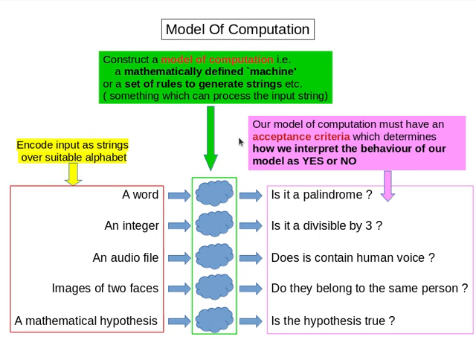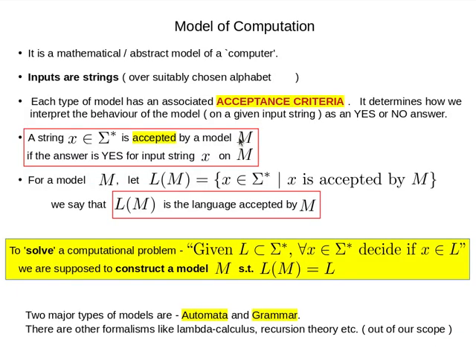So far all the discussions are kind of high level. Again, this model of computation is just a mathematical or abstract model of some kind of computer. It takes inputs which are strings over a suitably chosen alphabet, and each model has some associated acceptance criteria. So the model will somehow react to the input, and this acceptance criteria determines whether we interpret that reaction as yes or no.